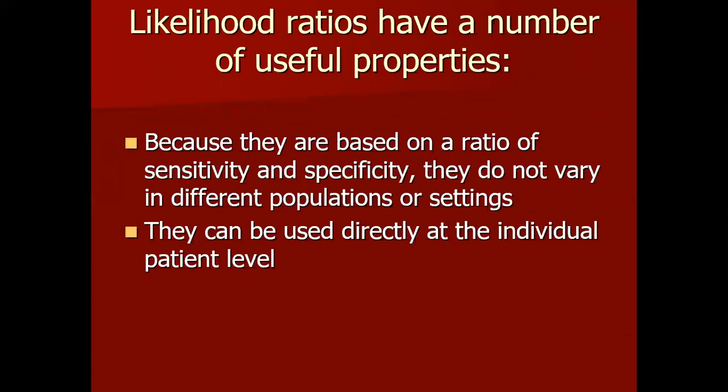The likelihood ratio could be used directly at the individual level. So if you're doing a test and it has a positive likelihood ratio of 100 and you get a positive result, you could tell the patient, well, 100 times kind of sure that this really means you have the disease.